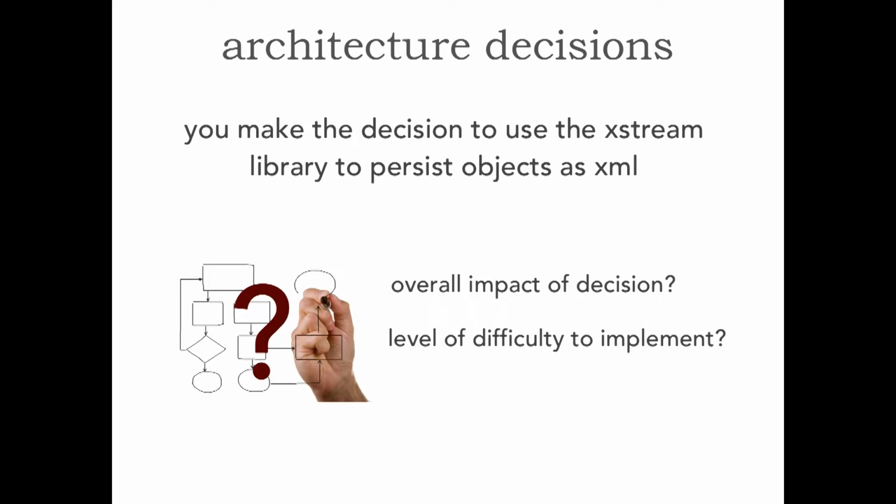Then ask, what is the level of difficulty to implement this decision, which is pretty easy. I mean, we just import the jar file and use the XStream library. So this is a really easy decision. And is it technology? Yes. And if we take a look at that graph, we can see it's in the implementation easy quadrant. And certainly this is not an architecture decision. So let's look at another one.